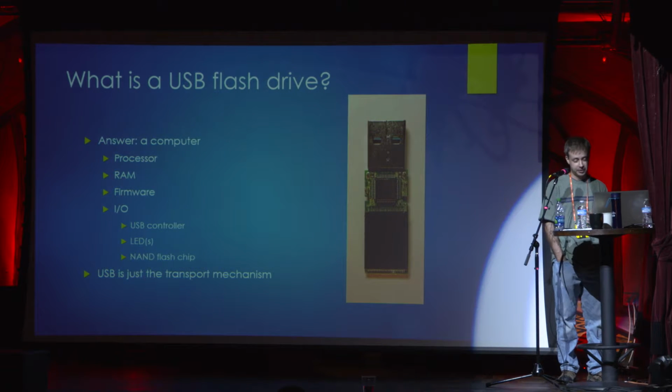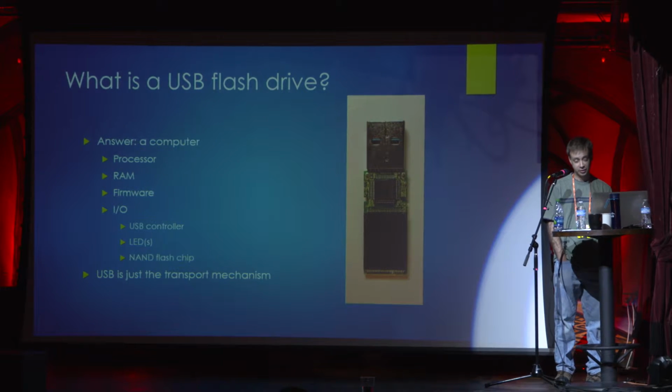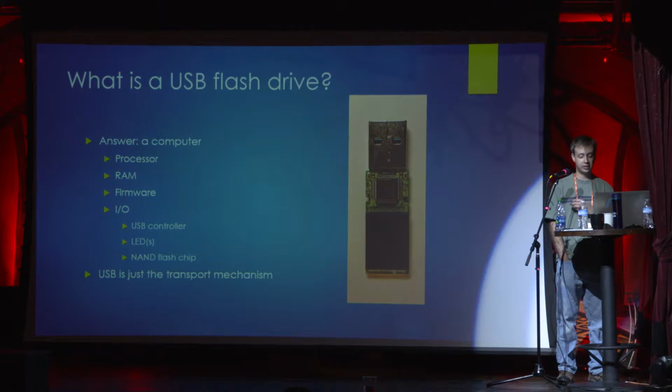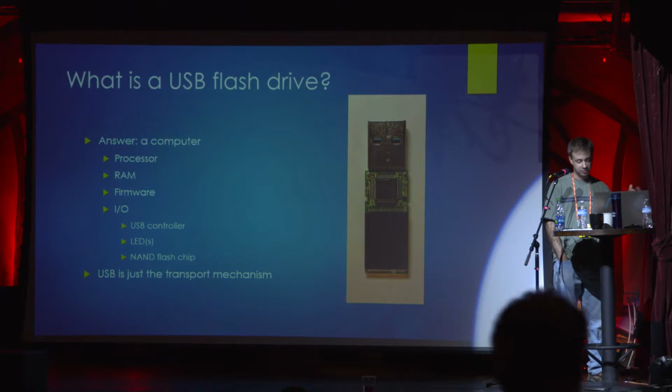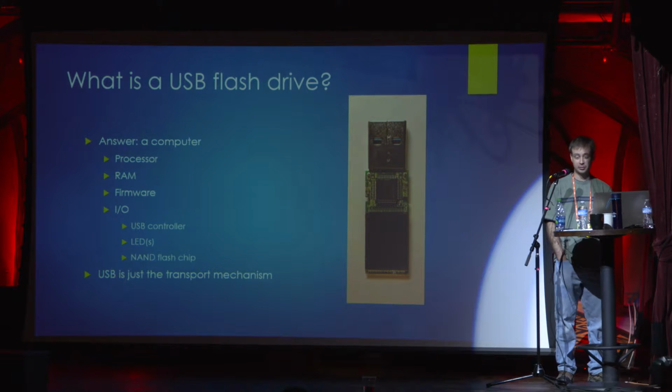So what is a USB flash drive? Well, the answer is that it's not just a storage device, but it's a computer like any other. It's complete with a processor, code for that processor to run, RAM for that code to utilize, and various forms of input and output, such as the USB controller so it can communicate with the computer, LEDs, like the little activity light on your flash drive that blinks at you when you're reading or writing data, and the NAND memory flash chip, which is what actually holds all your data.